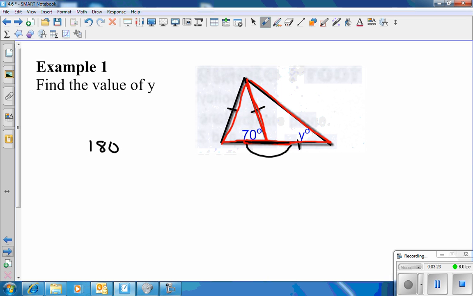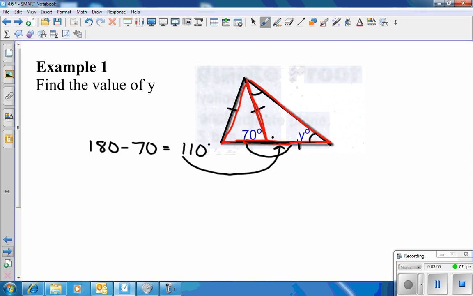So 180 minus 70, okay, that equals this angle right here, okay? So 180 minus 70 is 110 degrees, right? Good. We know that. It's 110 degrees. Now that I know one angle in an isosceles triangle, what do I know about the base angles? They're congruent. So this angle and y are the same. So it means that they're both exactly the same.